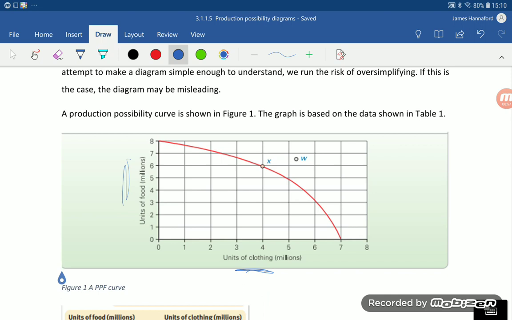So for instance, at point X, we could have 4 million units of clothing and 6 million units of food. But at W, we would not be able to produce the combination of 5.5 million units of clothing and 6.5 million units of food. It would be unattainable. So we can only produce a maximum along the PPF curve.